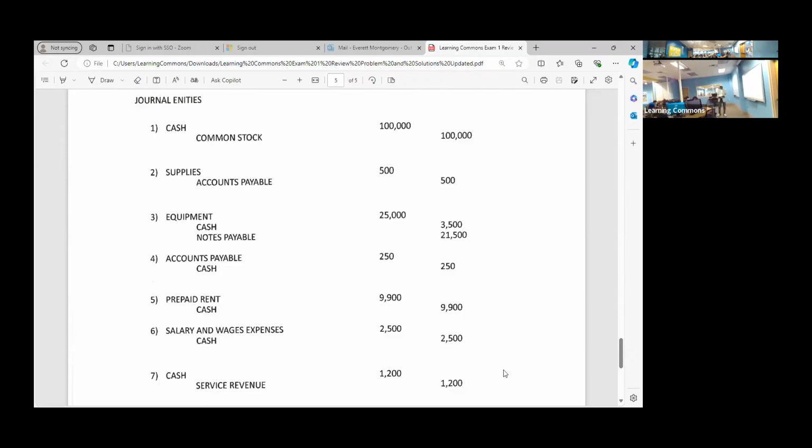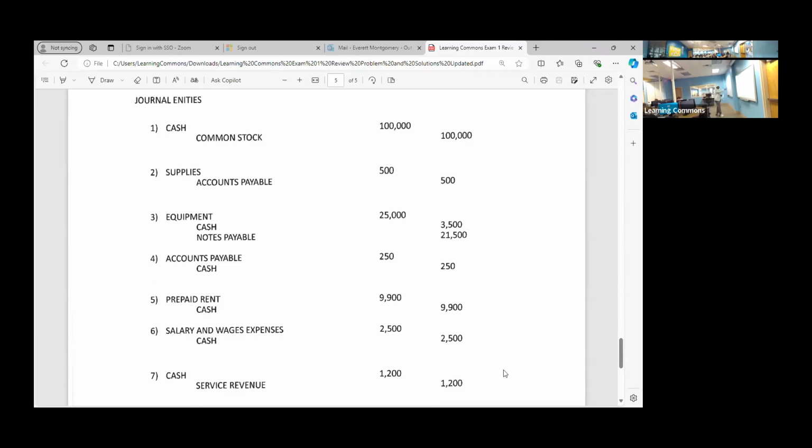How about number three? Did anybody have a problem with transaction three? Oh, can you go over number four? Yeah. Well, let me hit number three right quick. Number three says you purchase equipment for $25,000, paying $3,500 cash down, and the rest you signed a note for. So in that case, this is called a compound entry, which means it still has to balance.